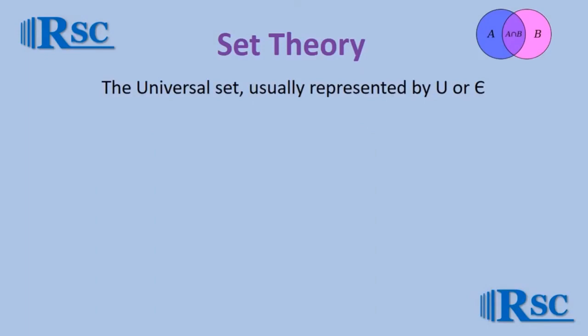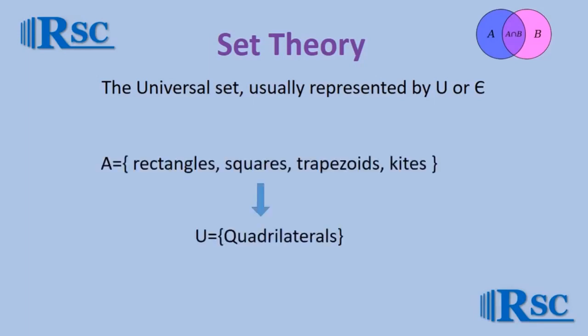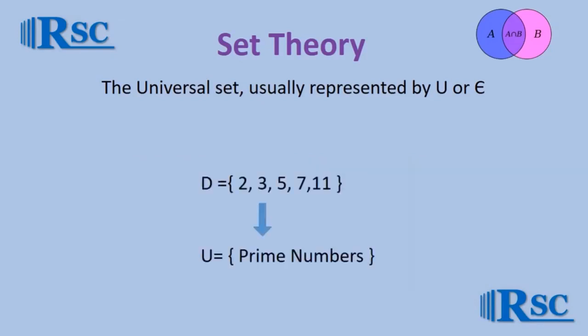Sometimes we may be asked to construct a universal set for another given set. For example, if we are given the set rectangles, squares, trapezoids, and kites, we may get the universal set quadrilaterals. Or if we are given the set 2, 3, 5, 7, and 11, we may get the universal set prime numbers.